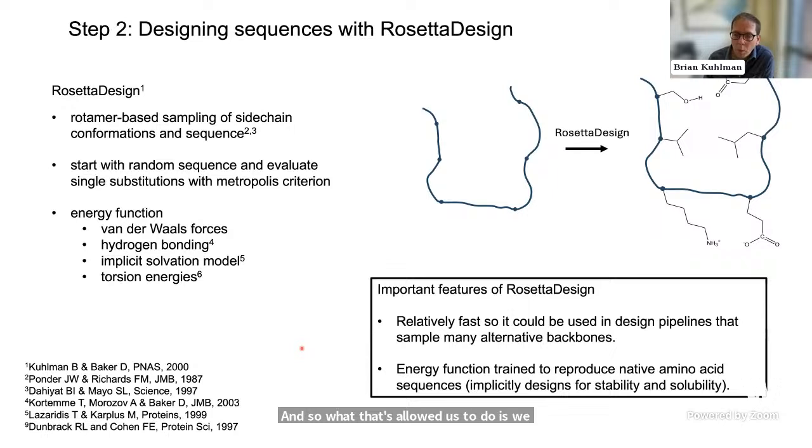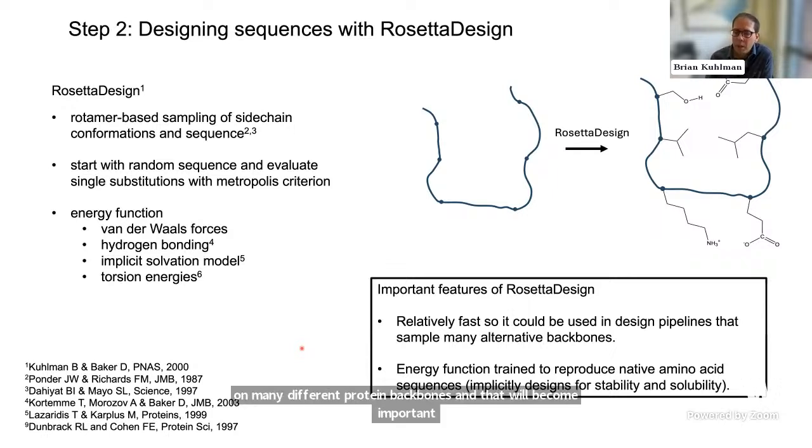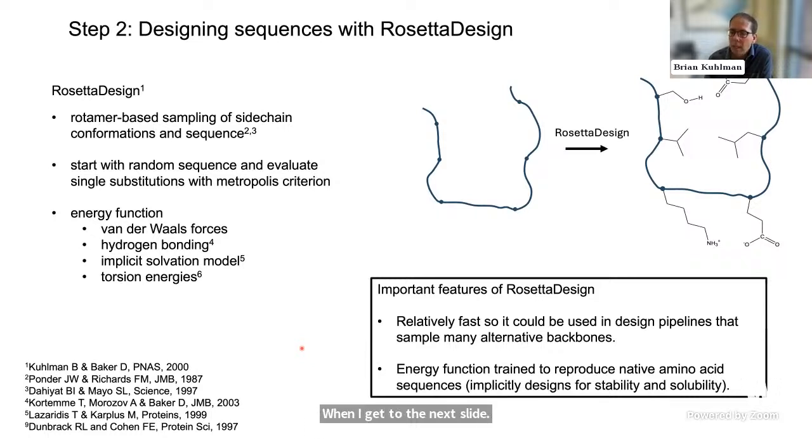And that will become important when I get to the next slide. But another reason why that was important is what it meant we could do: we could design new sequences for large sets of naturally occurring proteins. And what this allowed us to do is train our energy function, set the weights in our energy function to reproduce native amino acid sequences. And so in this way, we could implicitly design for both stability and solubility with a single protocol.